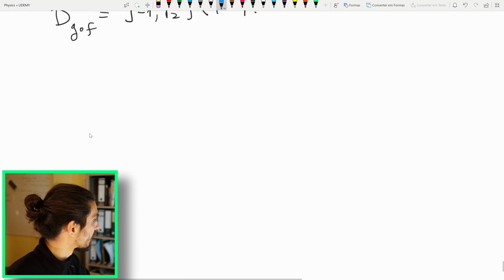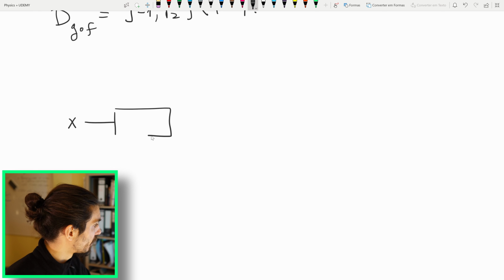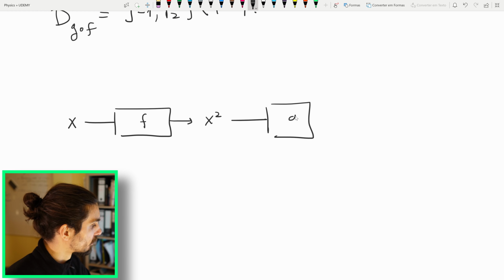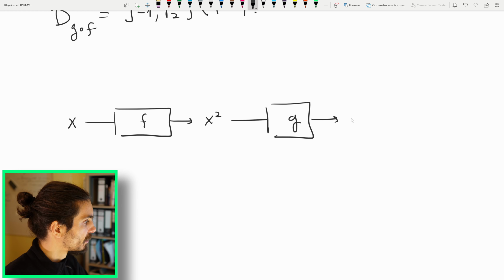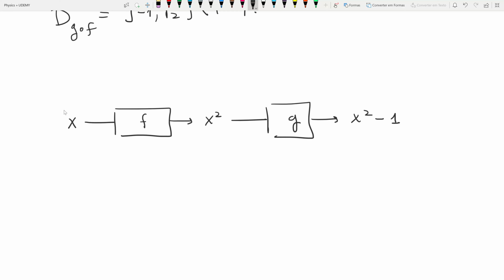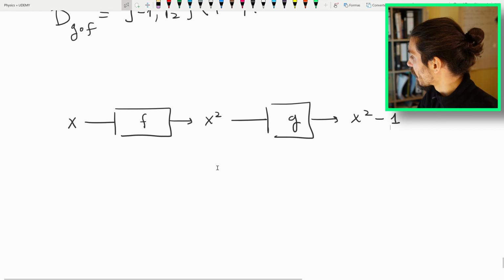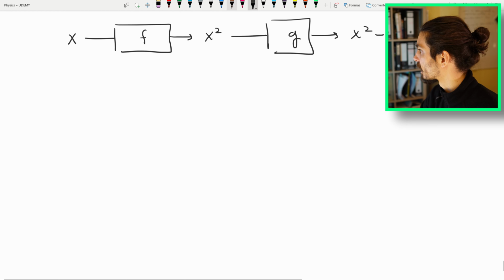The first, to note that the composition g of f essentially does the following. So we start with an x. F is the first function to act on x, giving us x squared, and then g acts and gives us x squared minus 1. So this is a basic diagram. All these elements here have their own sets in which they live. So I want now to make a diagram to represent that. So the diagrammatic representation of this composition is as follows.